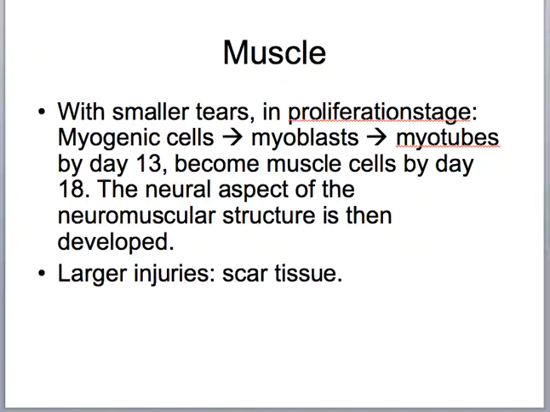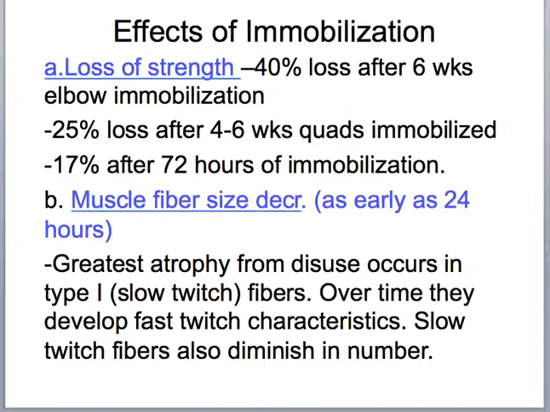The effects of immobilization for a muscle: we have loss of strength, about 40% loss after 6 weeks of elbow immobilization, which is fairly significant. If you immobilize the quadriceps or the knee, so the quadriceps don't contract, we have a 25% loss after 4 to 6 weeks. And just 72 hours after immobilization of the knee, you'll get a 17% strength loss. So actually very significant. And of course, it takes longer to get strength back than it does to lose it.